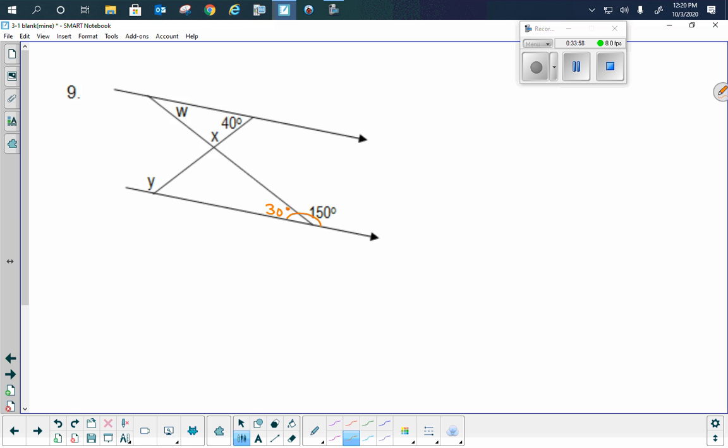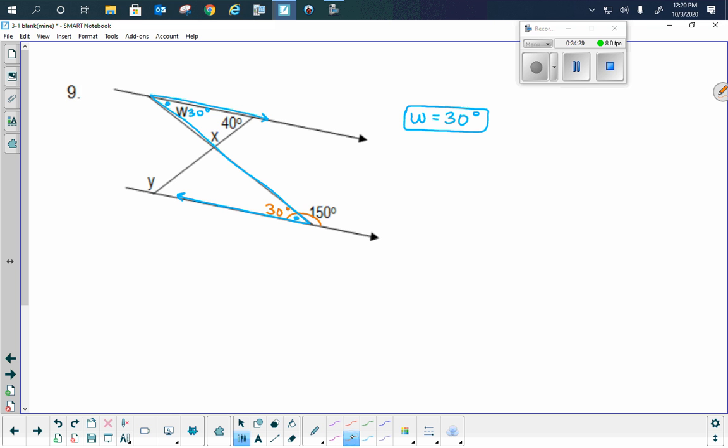At this point, I do happen to see that there is a backward z right here that includes w and the 30 that I just found. There's a backward z with the appropriate parts parallel, and therefore that tells me that this angle of 30 degrees equals w, because those are alternate interior angles inside of a z. So w equals 30 degrees. I'll go ahead and put it in the picture.